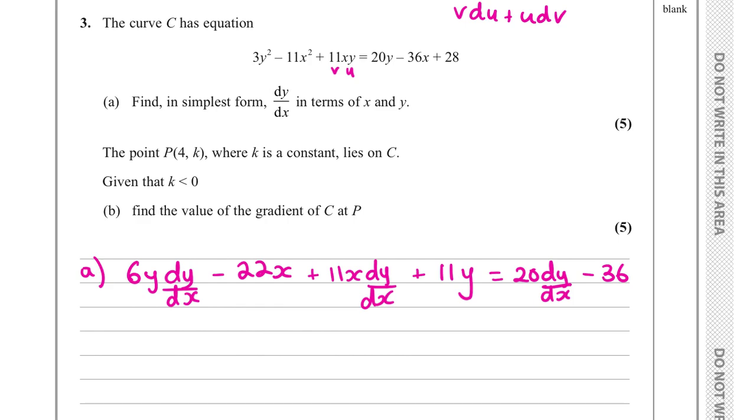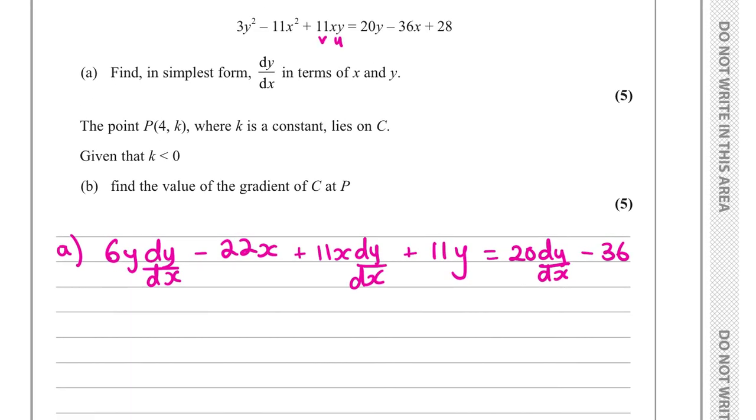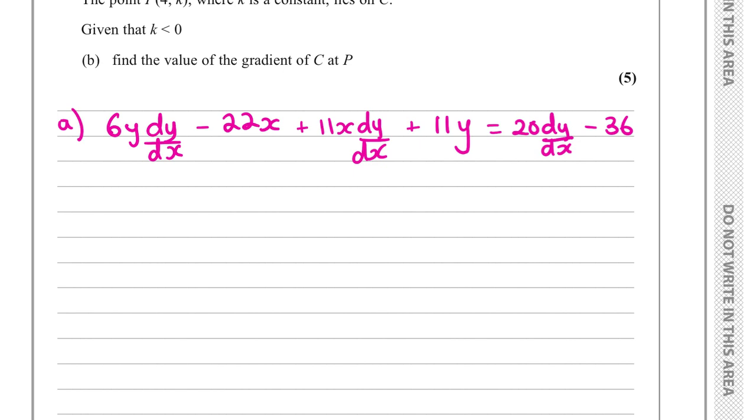36, sorry, and the 28 goes. I ended up copying down the question. So now I need to rearrange this. So I'm going to have dy by dx equals, we have our 6y, 11x minus 20. So I'm literally going to write this all down and factorize it.